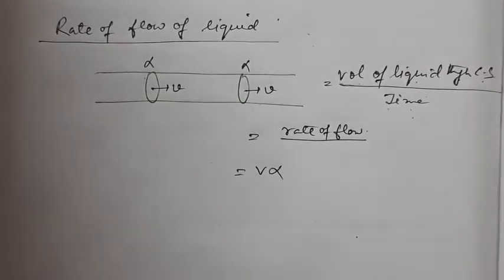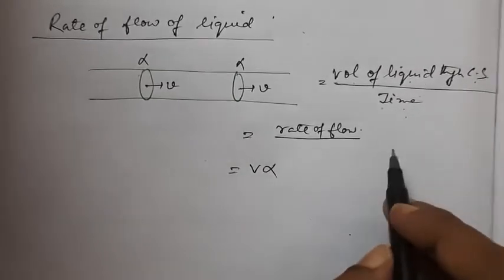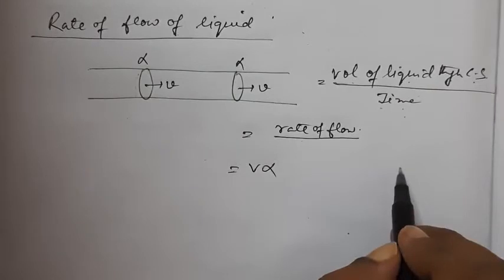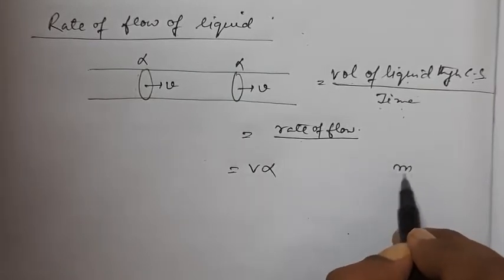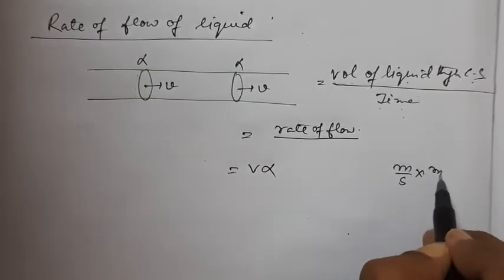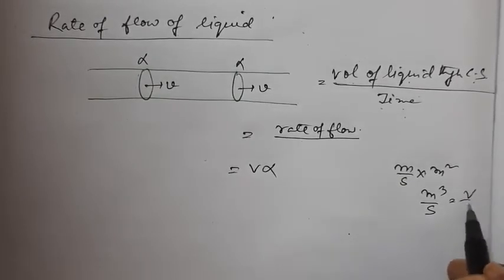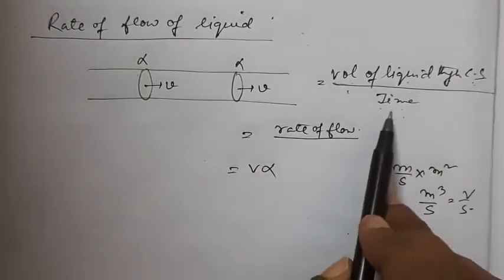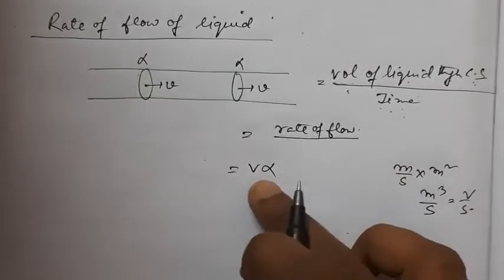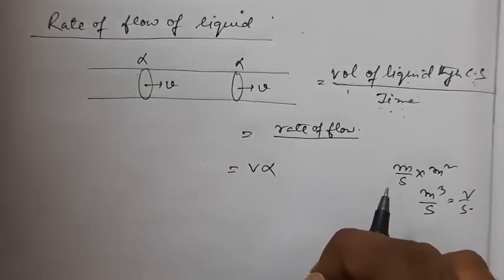The rate of flow of the liquid is equal to V into alpha. Now see, V is velocity, meter per second, into alpha is meter square. So it becomes meter cube per second. That means volume per second, volume of liquid per unit time. So V into alpha gives the rate of flow.